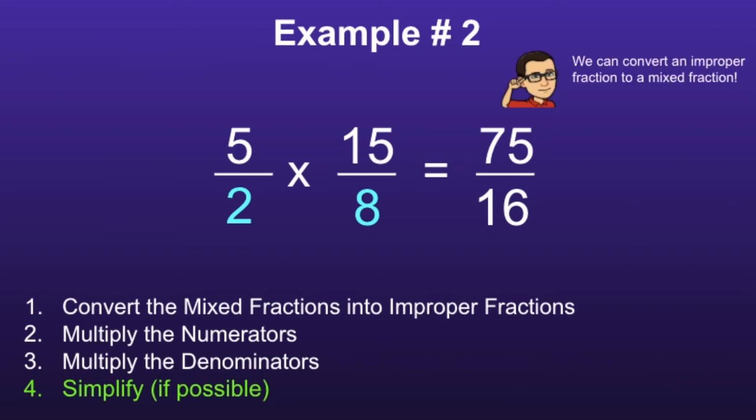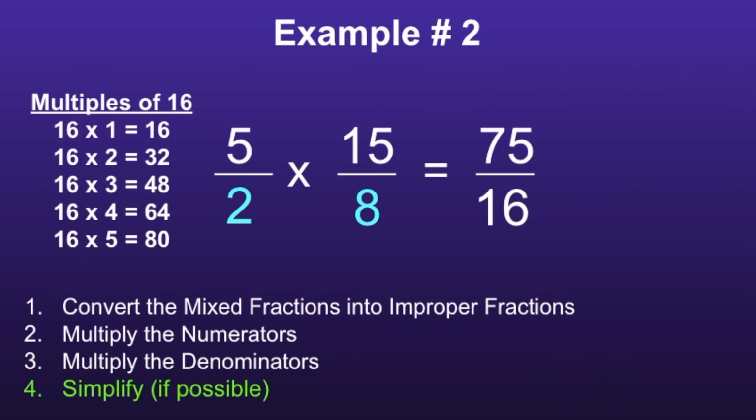Since 75 over 16 is an improper fraction, we can convert it back to a mixed fraction. In order to do this, we want to find out how many groups of 16 can go into 75. After we write out the multiples of 16, we can see that 4 groups of 16 can go into 75, because 16 times 4 equals 64. This lets us know that the whole number in our fraction will be a 4.